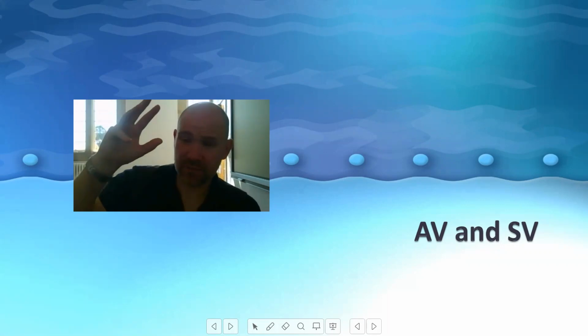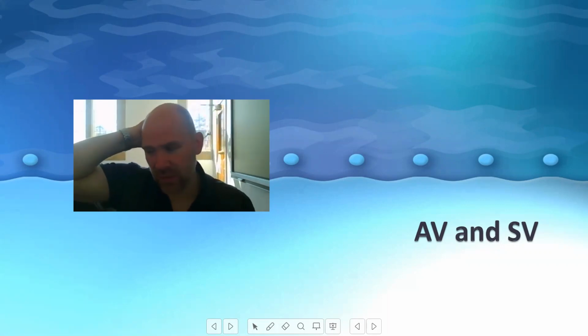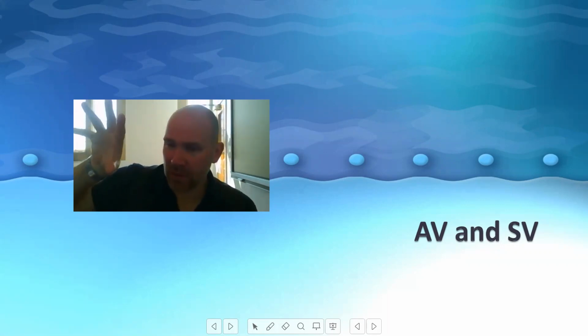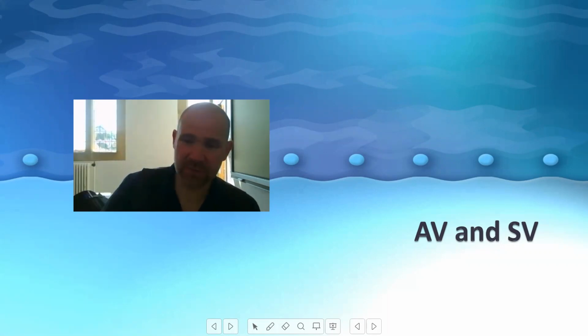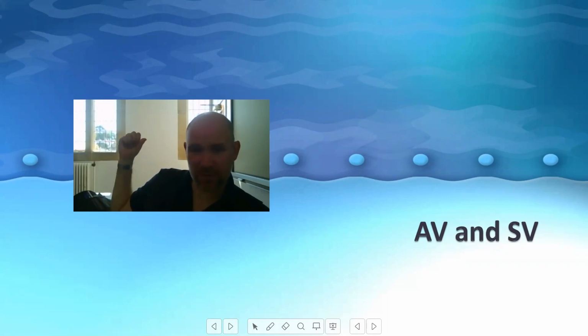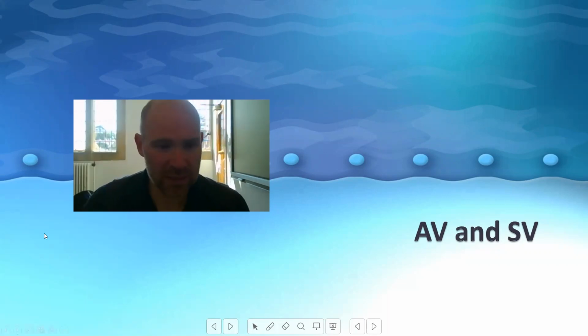We've already looked at first past the post, which is the one we use in the UK general elections, and we're going to look at these two, which are actually quite similar to first past the post, but with some key differences.